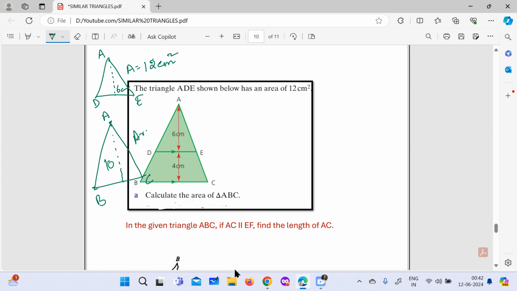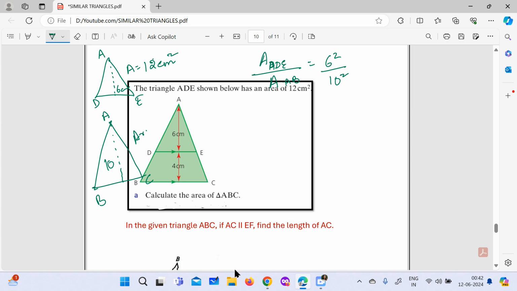So we already know that the ratio of the areas of the triangles, area of triangle ADE over area of triangle ABC, is equal to the square of the ratio of the lengths. So it will be 6 squared upon 10 squared.